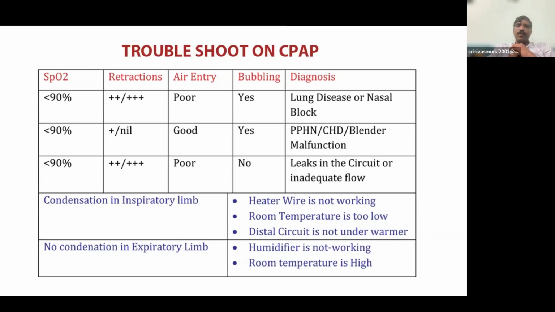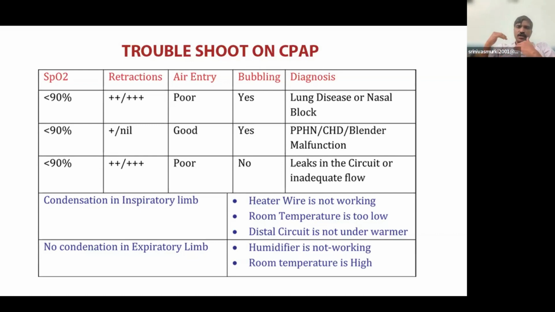Second scenario, hypoxia, no retractions. Good air entry. Bubbles are seen. Pressure is there in the circuit. Bubbles heard, pressure is reaching the lung, but baby is hypoxic. What could be the reason? Lungs are open. Maybe baby requires a little more oxygen, so increase FiO2, or your blender is not working. You said 30%, but the blender is giving only 21%. So cross-check for blender malfunction, or there is no lung disease, so lungs are open, but baby is hypoxic because of heart disease or PPHN. So keep increasing the FiO2.